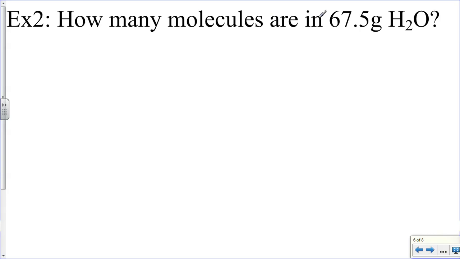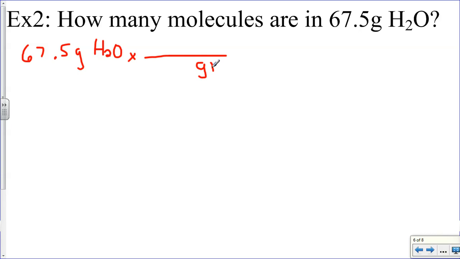How many molecules are in 67.5 grams of water? Well, we always start with the given, 67.5 grams. H2O is our substance. And I need to get the gram unit to cancel off. So where does it go? Does it go on the top or on the bottom? It has to go on the bottom. It's got to go diagonal. So my gram unit will go down here.